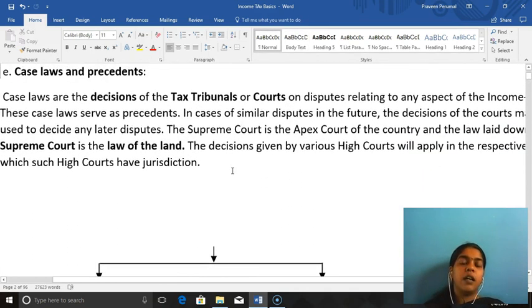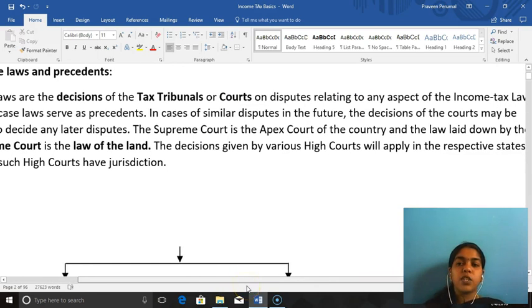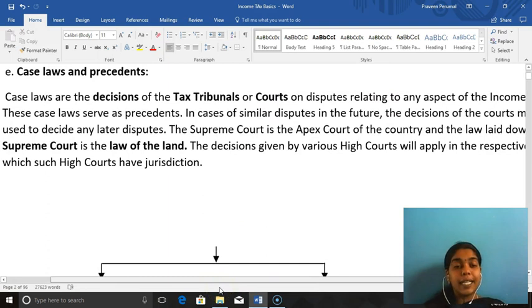Whenever there is a dispute between the assessee and the department, it goes through various processes like appeals, tribunal, courts, etc. Whenever a verdict is given by the tribunal, court, etc., it can be taken as a standing for other persons also. So case laws are the decisions of the tax tribunals or courts. Courts here can mean either the High Court or the Supreme Court. The case laws are the decisions on disputes relating to any aspect of the income tax. These case laws serve as precedents. In case of similar disputes in the future, the decision of the court may be used to decide any later disputes.